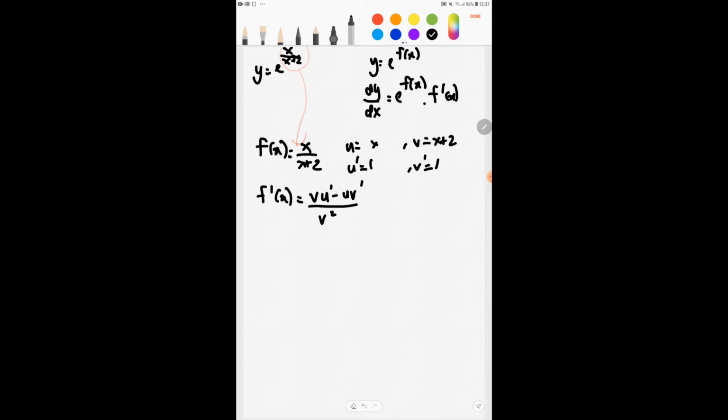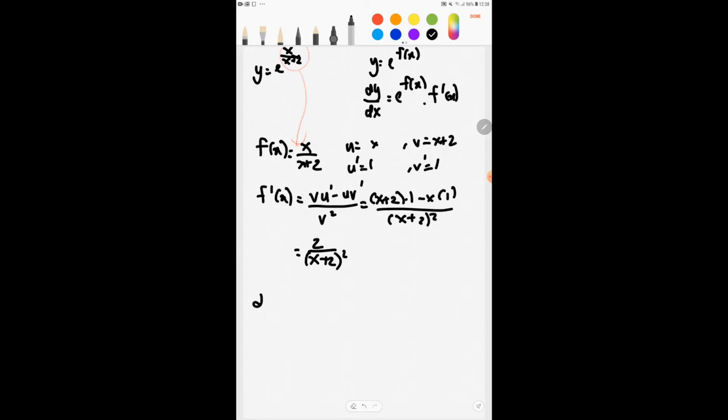All right, so if we substitute the values, we have v is x plus 2 multiplied by 1, minus u is x multiplied by 1, divided by v squared, x plus 2 squared. If we simplify the numerator, we have x plus 2 minus x, so we get 2 over x plus 2 squared. So this will be the f prime x.